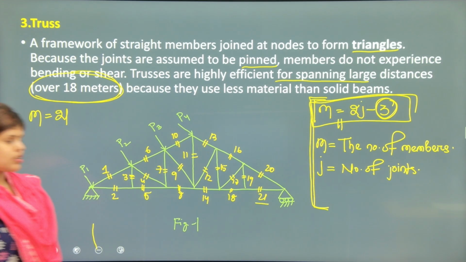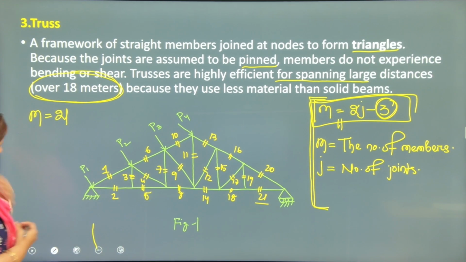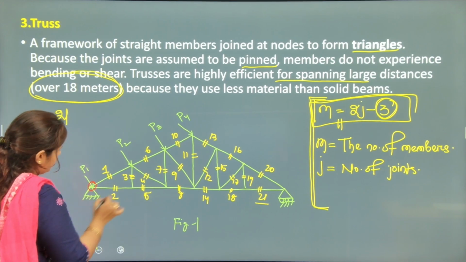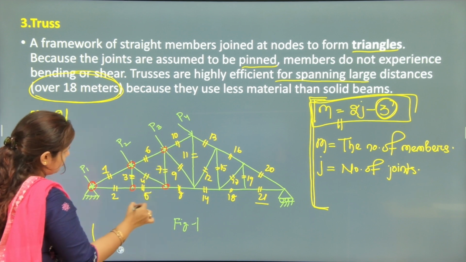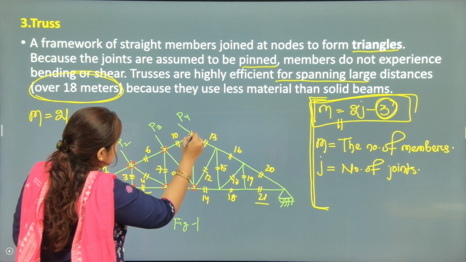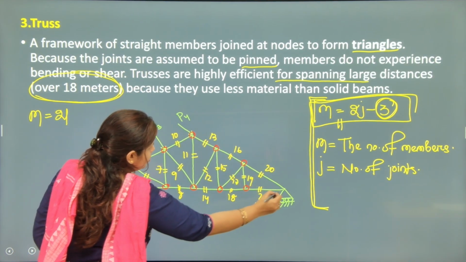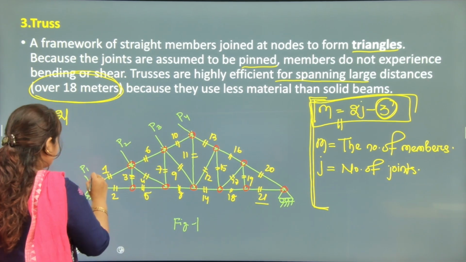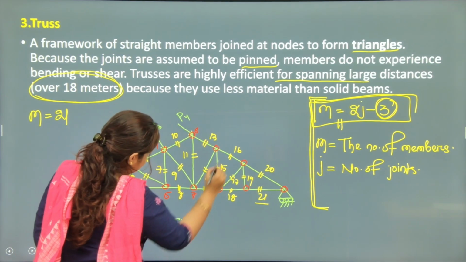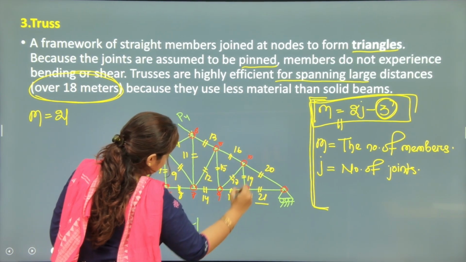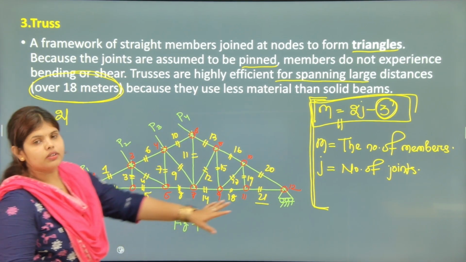Now what are the joints? The joints here are like every node: 1, 2, 3, 4, 5, 6, 7, 8, 9, 10, 11, 12. Okay, we have ended with 12.